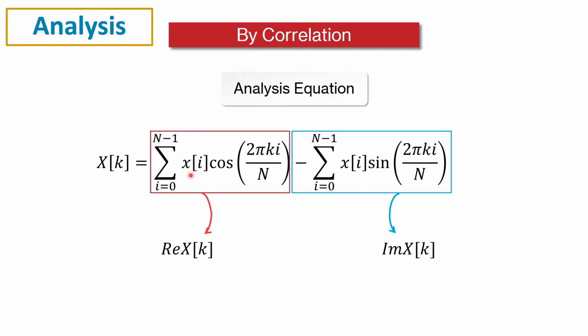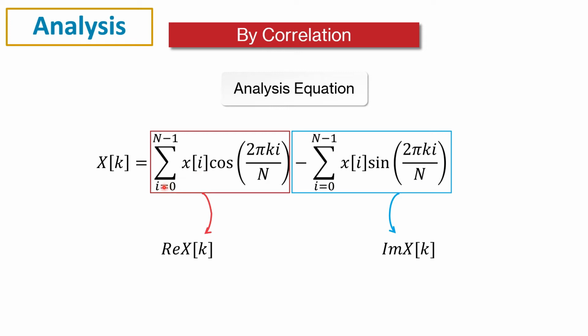And xi is written with a small letter. This one is the signal in time domain, and there is another difference. There is k and there is i, in order to differentiate the samples of the time domain signal and the frequency domain. And the sum runs from i = 0 to N minus 1.